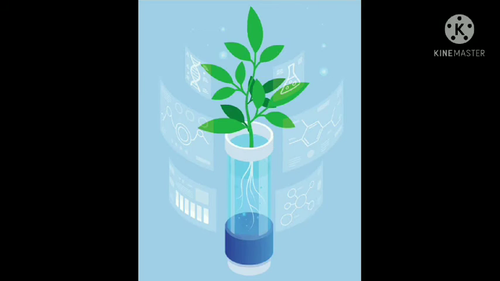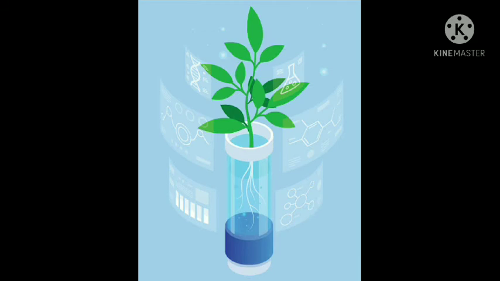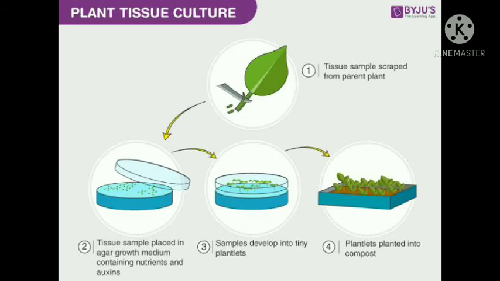So, dear students, today we are going to study tissue culture technique. This method is also known as micropropagation. It is the process of growing new plants by cell culture or tissue culture technique. In this method, you have to take a small piece of tissue that is meristematic in nature, meaning it consists of actively dividing cells, and this is known as explant.